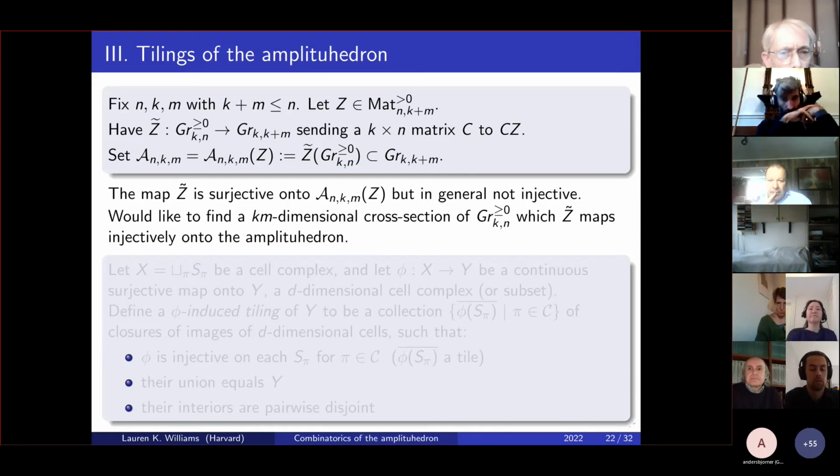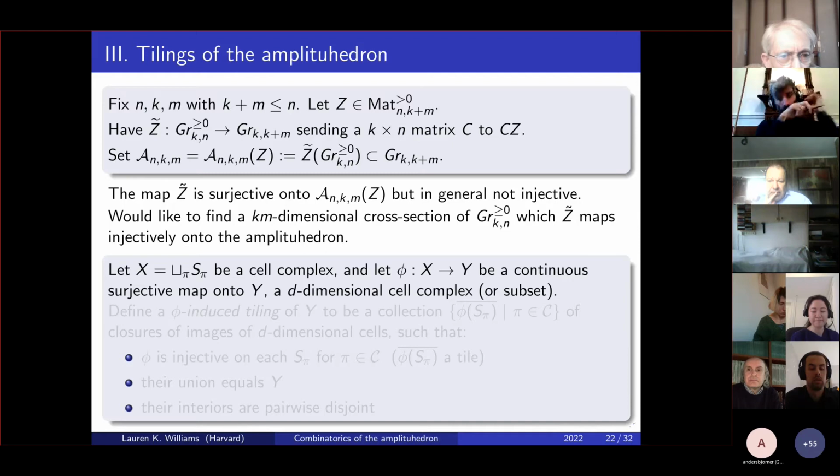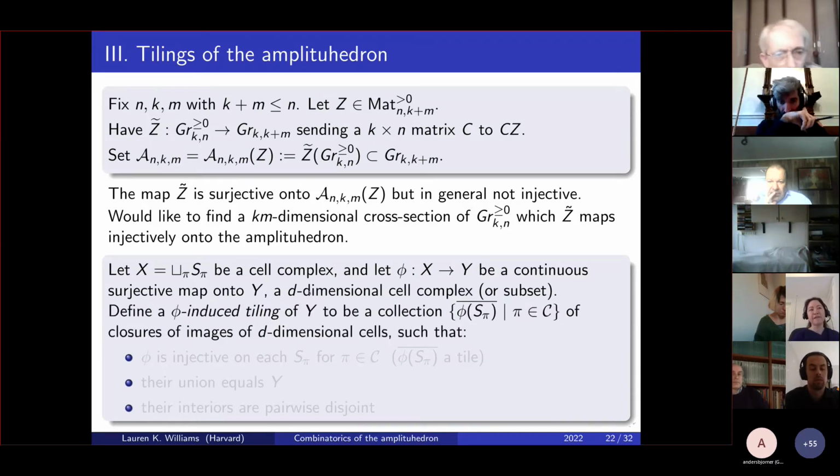Okay, so let me step back and make a more general definition, not necessarily in the context of the amplituhedron. Let X be a cell complex, and let phi from X to another space Y be a continuous surjective map onto Y, and we'd like Y to be a d-dimensional cell complex or maybe a subset of a cell complex. Now we define a phi-induced tiling of Y to be a collection of closures of images of d-dimensional cells of X.